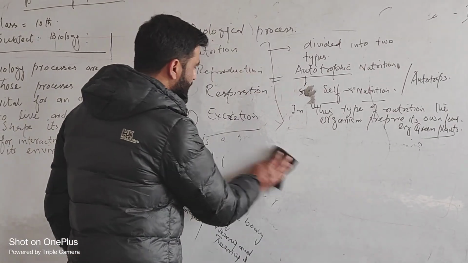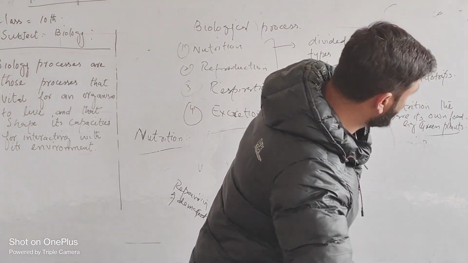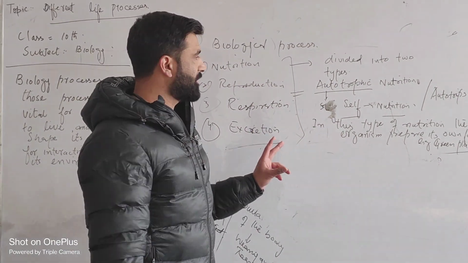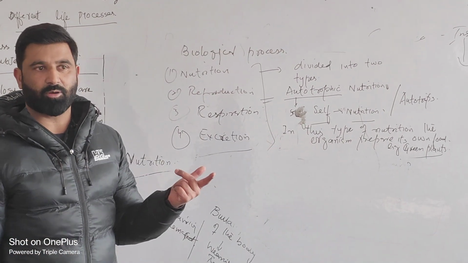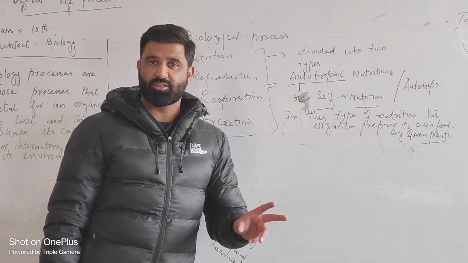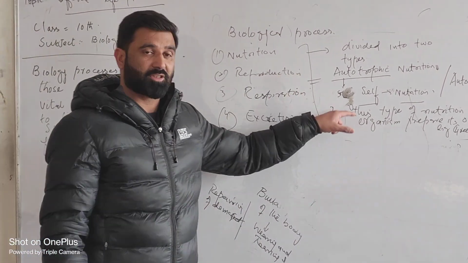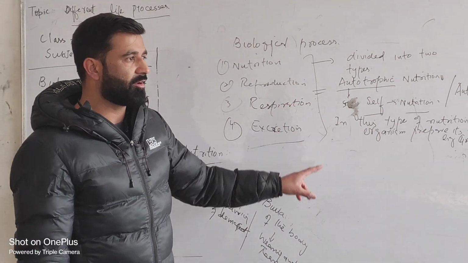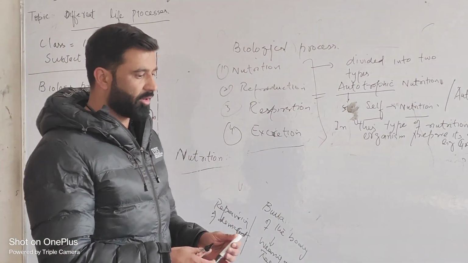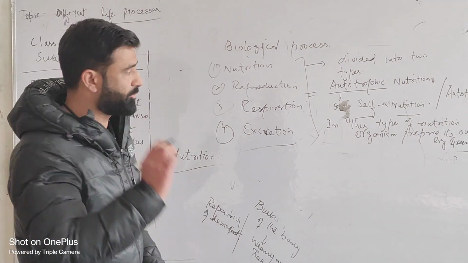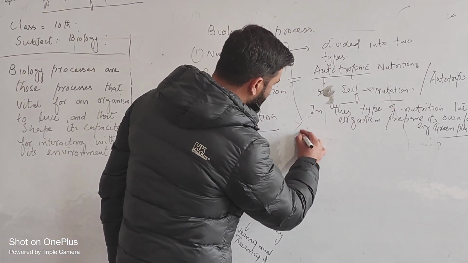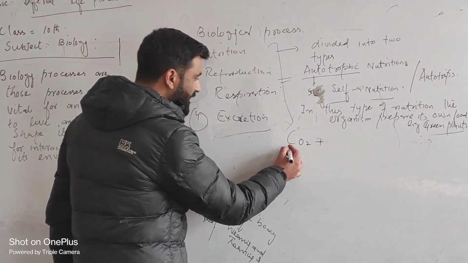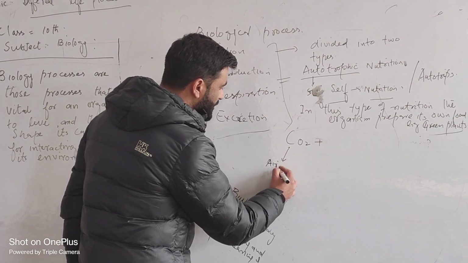Now, I told you that autotrophic nutrition is that mode of nutrition in which the organisms prepare their own food, and the organisms are called the autotrophs. This type of process is called photosynthesis because these are the photosynthetic organisms. And what happens in the autotrophic nutrition? These green plants utilize carbon dioxide. They take it from the atmosphere.